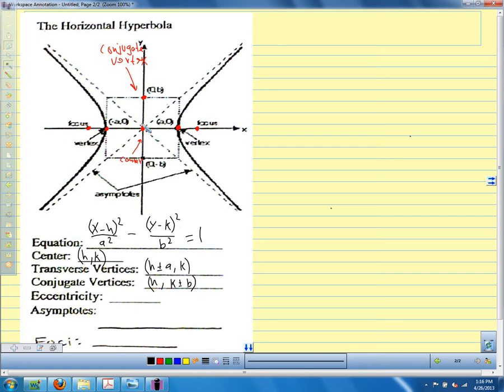We never talked about the eccentricity of an ellipse. We'll talk about it again at the end today. But the eccentricity, we call it E, equals C over A. And the eccentricity tells us how wide or narrow our hyperbola is. And for a hyperbola, it is greater than 1.